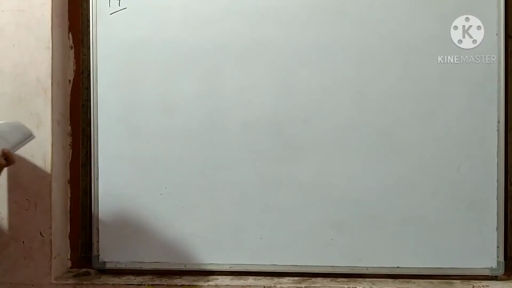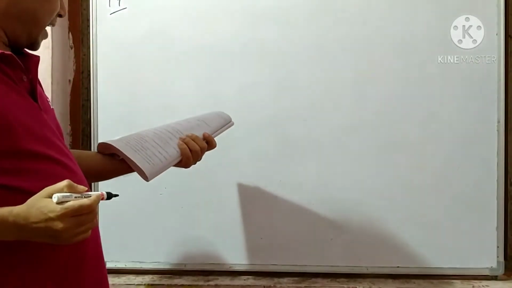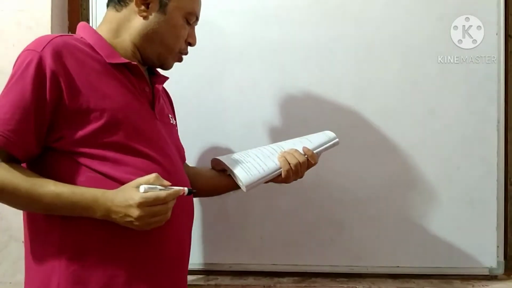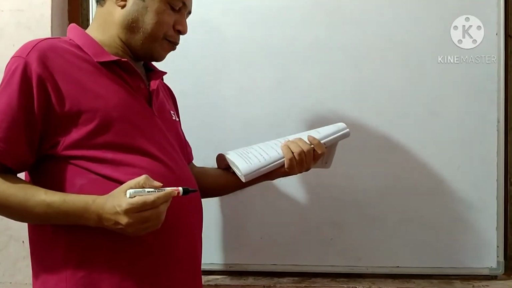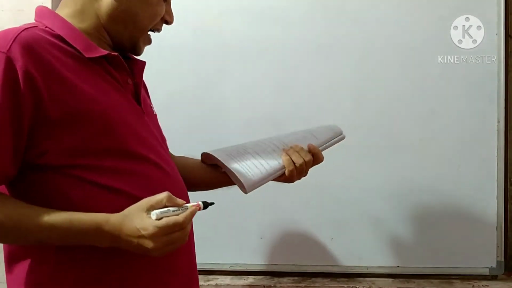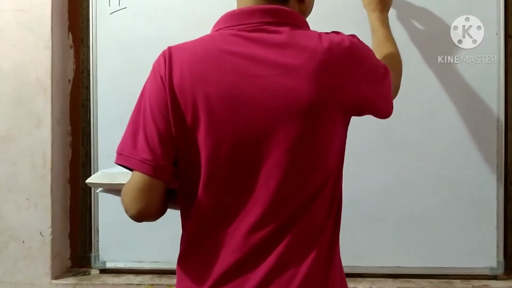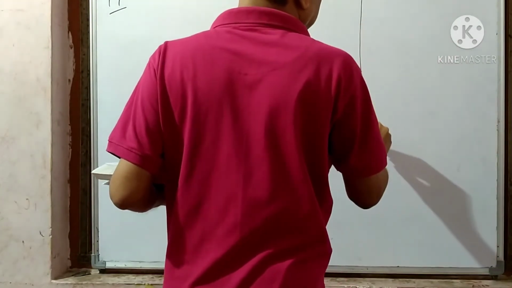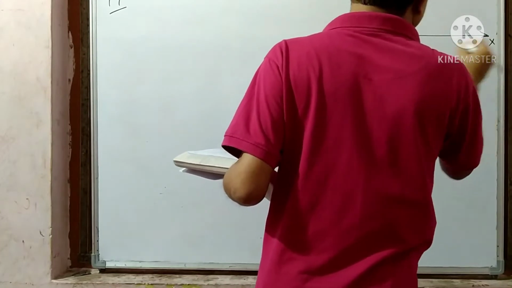Now number 17. Number 17 question is: find the ratio in which the line segment joining (-2, -3) and (5, 4) is divided by the coordinate axes, and hence find the coordinates of these points. Try to understand the question first.